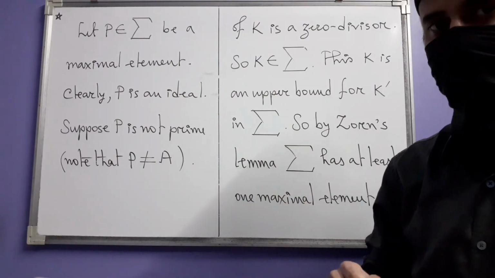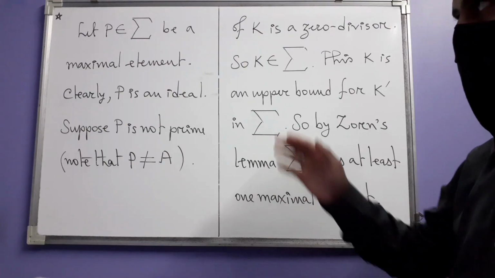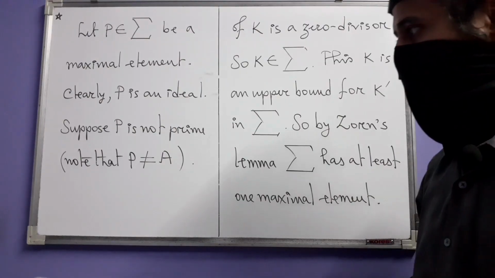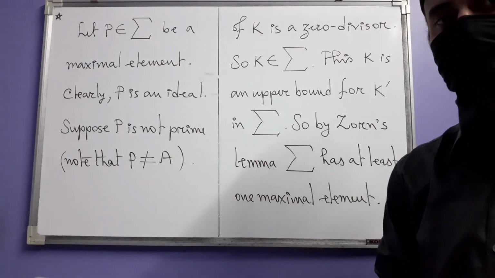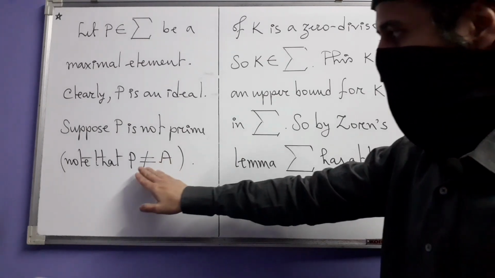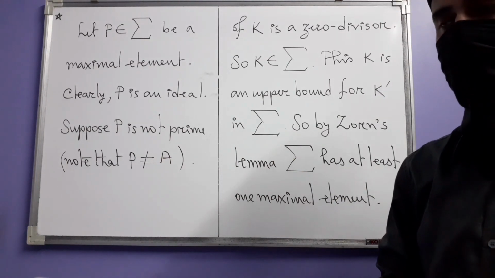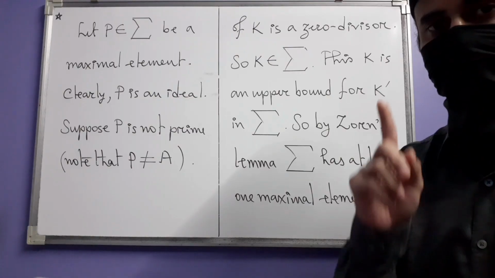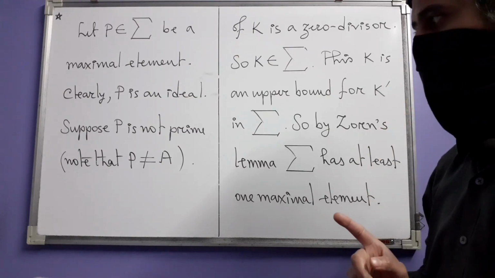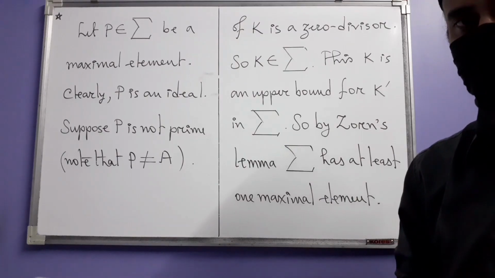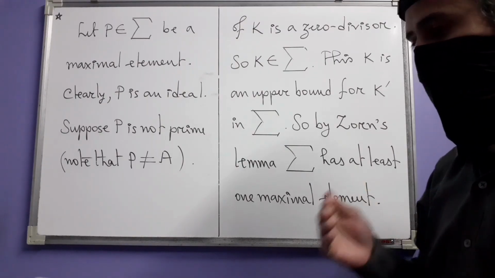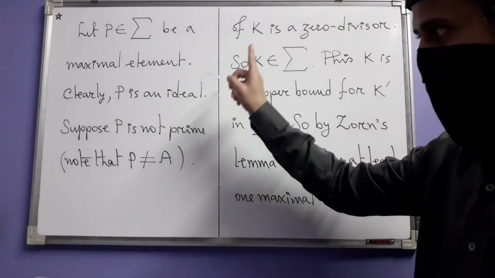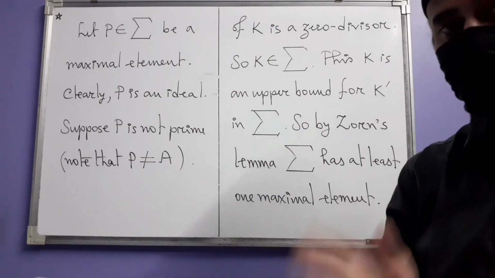Clearly P is an ideal, because that's what sigma has, ideals. So maximal elements, after all, are ideals. But suppose P is not prime, and also note that P is a proper ideal. Why is it that P cannot be equal to the entire ring? That is because if P equals the entire ring, then P also needs to contain the multiplicative identity 1, right? But 1 is not a zero divisor, and that's because 1 is not equal to 0. In the zero ring, 1 is equal to 0. But you go back and see the exercise, A is a non-zero ring. That is why.